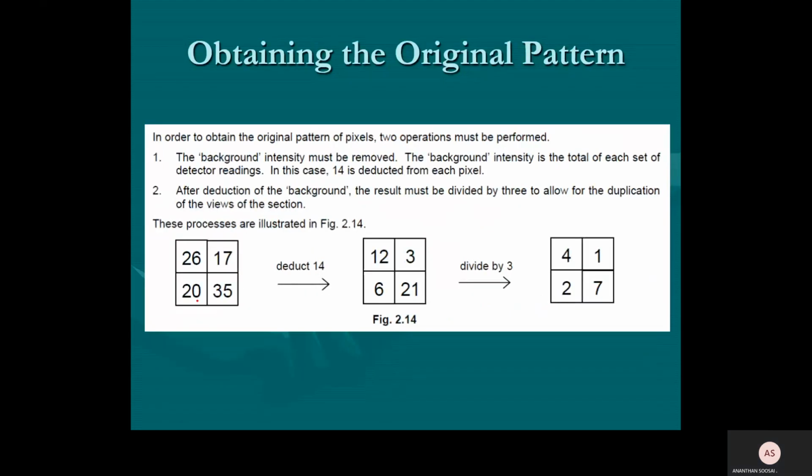From the final pixel value, you can get the original one by deducting 14. Why deduct 14? 14 is the total pixel value earlier. What is the total pixel value earlier? 4 plus 1 plus 7 plus 2 is 14. So all the pixels you minus with the total earlier pixel value. So you get 12, 3, 6, 21. Then you divide by 3 dimensions, divide by 3, you get the original pixel value.